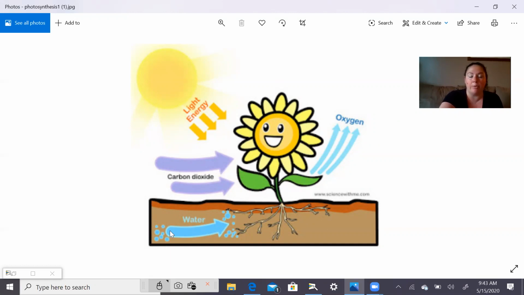Yell it nice and loud. Where's the water absorbed? Good, the water is absorbed through the roots. Okay, so that's how they go in. When they go in, what are they making? What is that sun energy making out of the carbon dioxide and water?